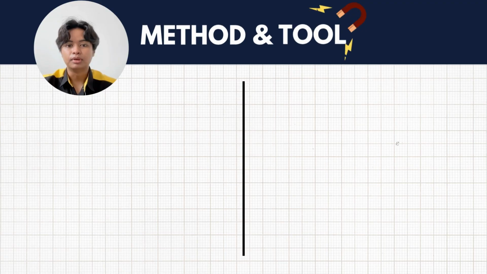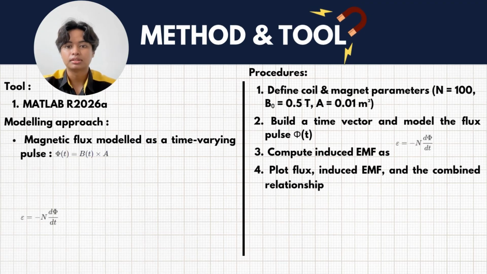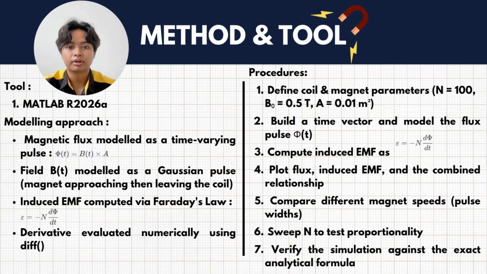For our method, we use MATLAB R2026a as our modern engineering tool to model Faraday's law numerically. We model the magnetic flux as a time-varying Gaussian pulse representing the magnet approaching and then leaving the coil, where flux equals magnetic field times area. The induced EMF was computed using Faraday's law, with the derivative evaluated numerically using the diff function.